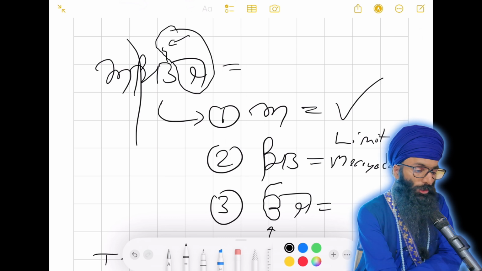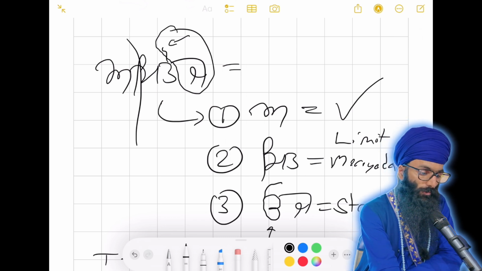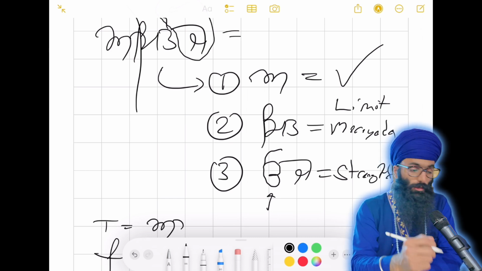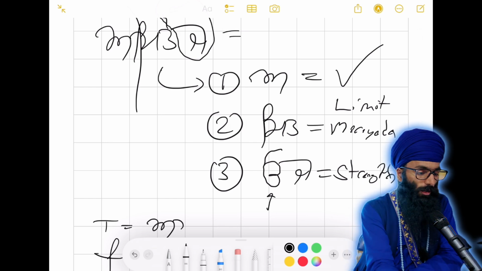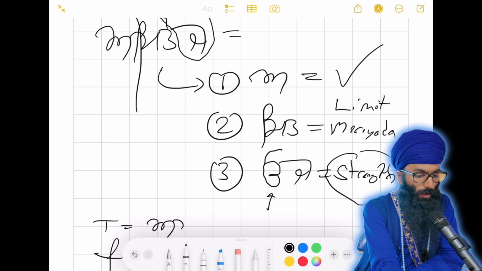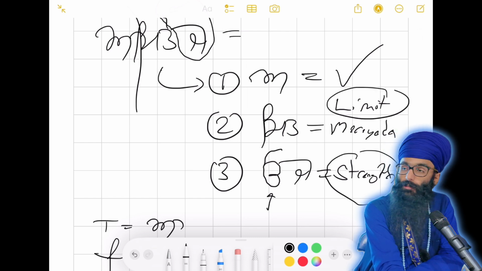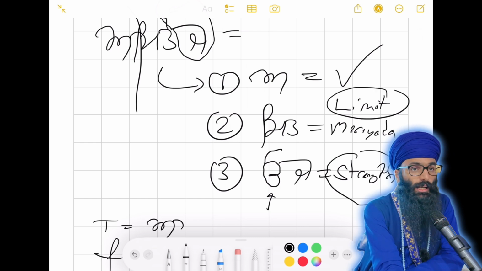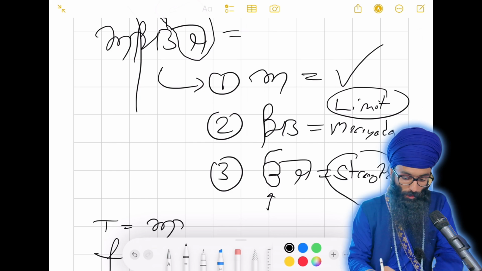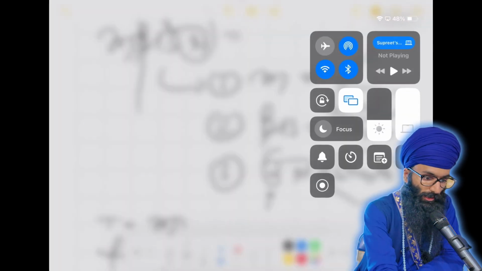Mit means limit, Maryada. Oj means strength. Bal, Shakti. Amit Oj. That strength, if we use the Ada as Nikhedavachik, which has no limit. Amit Oj means that strength which has no limit. Good? Okay, so we finished that line then.